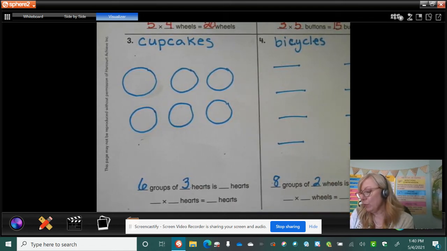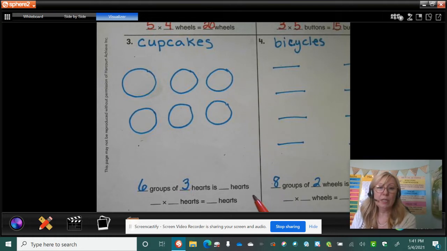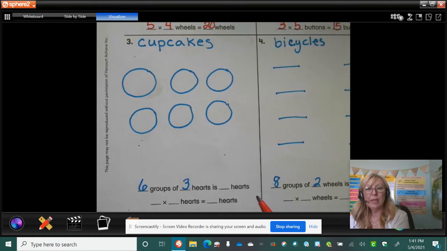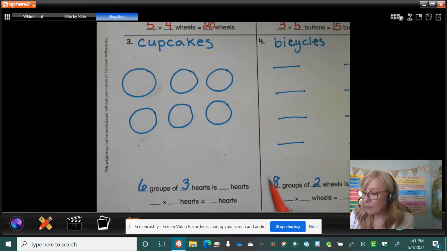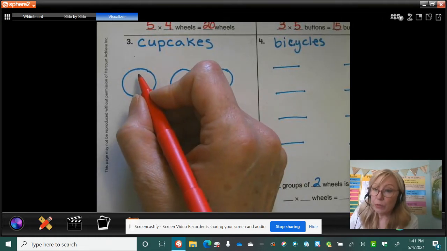On number 3, we have 6 cupcakes. I just drew circles to represent cupcakes. And we're going to put 3 candy hearts on each cupcake. So draw your 6 circles. You can hit pause if you need more time, and then draw 3 hearts on each cupcake. I'll do mine while you do yours.